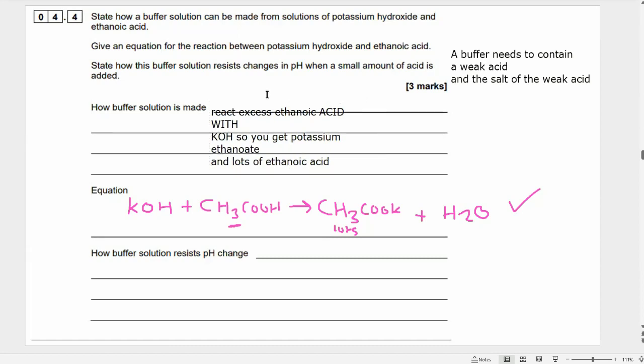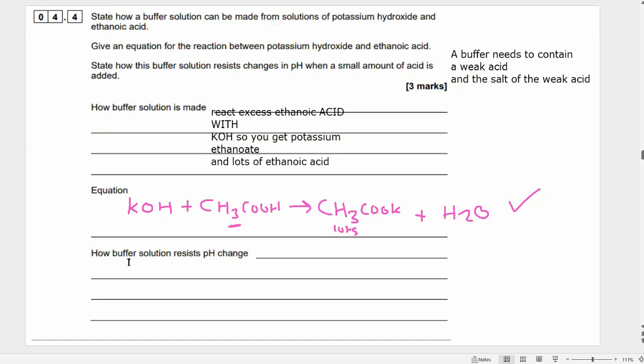To be honest, you want the salt of the acid and then you want excess of the acid. So I've put that answer in context of this situation, but actually your answer should be that you want excess acid reacted with the base so that you get a salt of the acid, and also you have excess of the weak acid available, and that is a buffer solution. You need lots of the weak acid, and that's to absorb hydroxide ions, and you need lots of the salt of the acid so that that can absorb hydrogen ions.